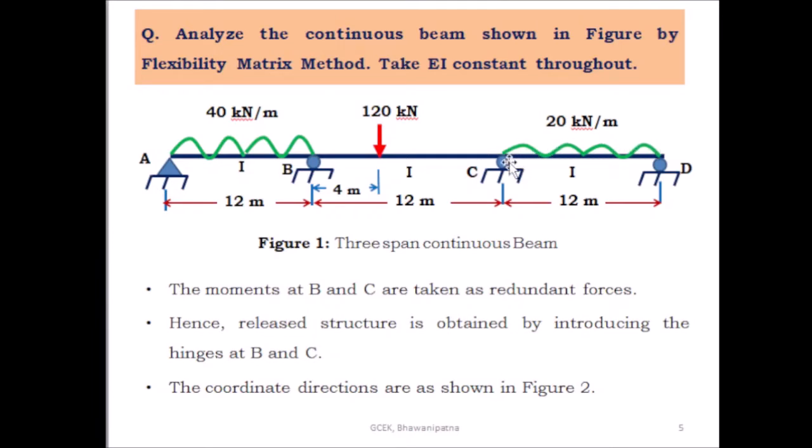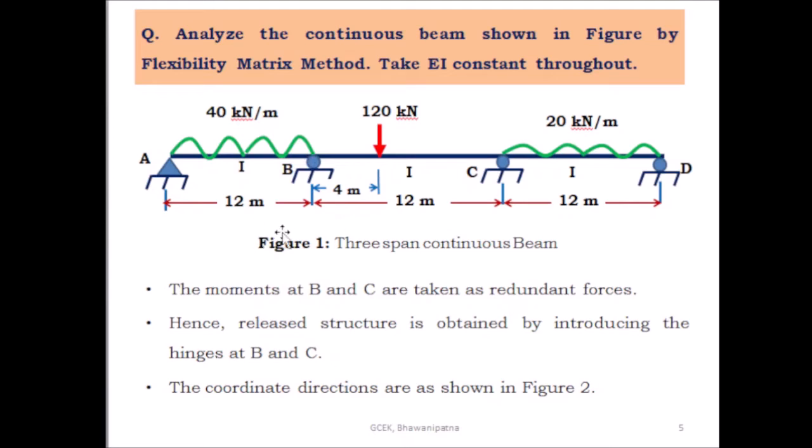UDL. Due to this UDL, the bending moment diagram is parabolic, and the maximum moment at the center is W L square by 8. W is given as 20 and L is 12, so 20 into 12 square by 8. This is the moment. Here the bending moment diagram is parabolic, here it is triangular, and here it is parabolic.